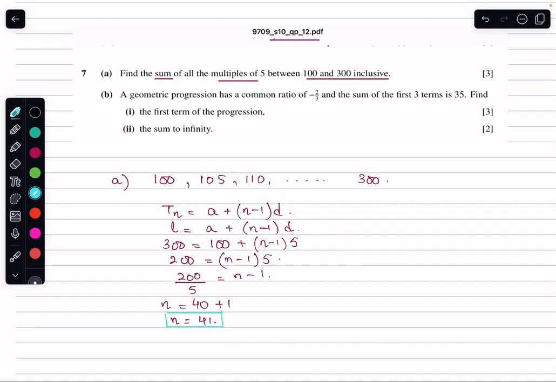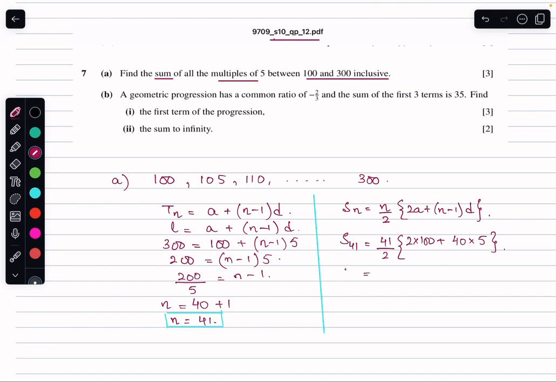So we have the n value here. We want the sum, and to find the sum, that's not at all difficult. I should just be applying the sum formula. The sum formula for n terms, we know, is Sn equals n by 2 times 2a plus n minus 1 times d. So up till 41 terms, the sum shall be 41 divided by 2 times 2 times 100 plus 41 minus 1, that gives me 40, times d, which is 5 here.